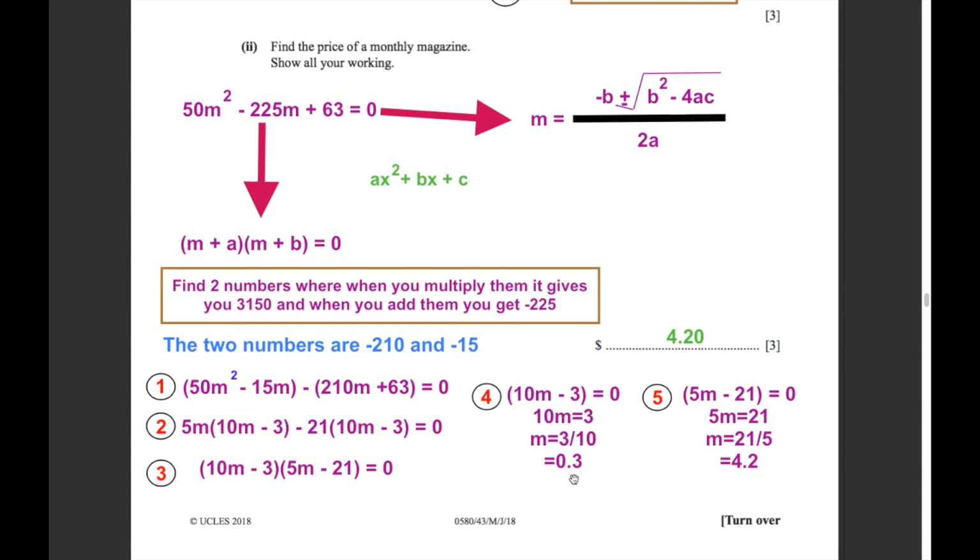So they told us that m is 0.3. That cannot be possible because the weekly one is 75 cents less than that, and we can't sell it for negative. That's basically more than free. It's as if you're giving your customers money back. So we have this option though, 5m minus 21. So move the 21 there, divide by 5, gives you 4.2, which is the same as 4.20. Doesn't really make a difference. So yeah, that's it for the first 5 questions of this paper.